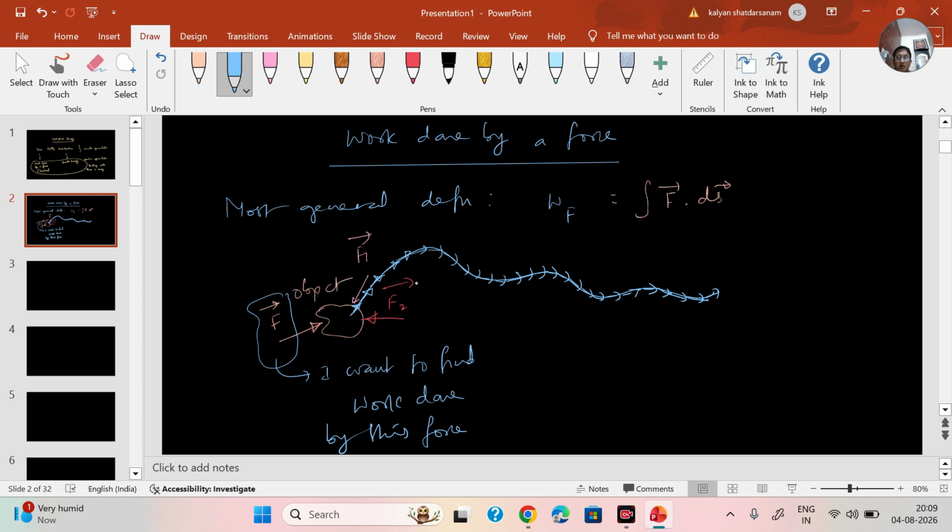Why am I doing it like this? Because this force whose work I am trying to calculate may not be constant. As the body is moving, this force could change value and this force also could change direction. So for every small displacement, I take the value and direction of that force. Let us say initially it was F1. Don't confuse with this F1. I'll call this F dash, F double dash I'll call this to avoid any confusion.